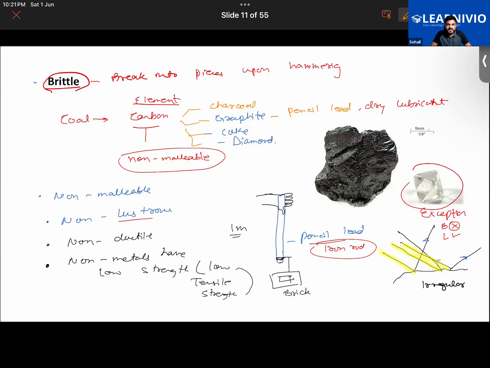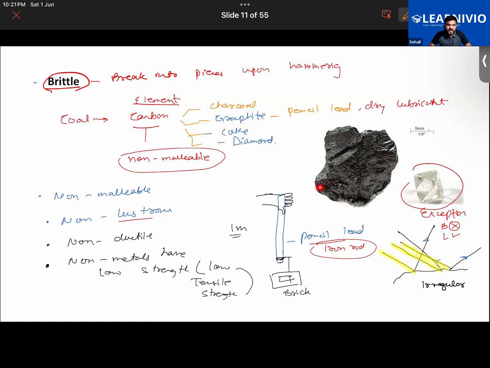Further, we get to talk about the property of being sonorous. Will striking a diamond, or particularly this coal, produce any sound? No, sir. Whenever you have a solid non-metal, keep one more thing in mind: most of the metals are in solid state, almost all of them. Non-metals can exist in the gaseous state, the liquid state, and the solid state as well.